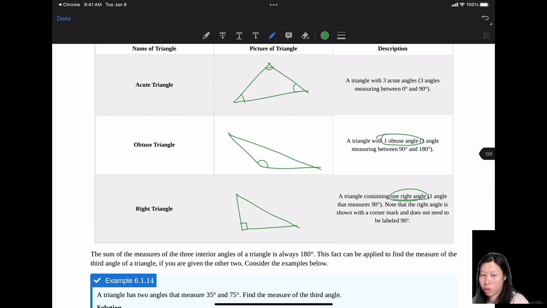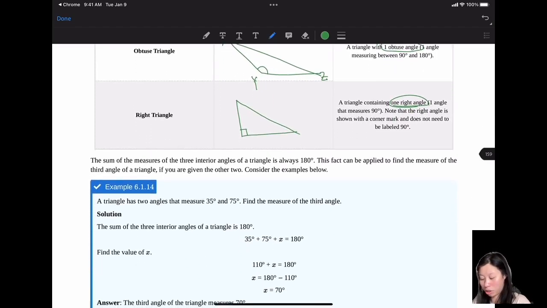Okay, so the sum of the measures of the three interior angles of a triangle is always 180 degrees. So that means in this acute triangle, the sum of these three angles, angle A, B, C, is going to equal 180 degrees. Similarly here, if you have a triangle XYZ, the sum of these interior angles is equal to 180 degrees, similar to the right triangles.